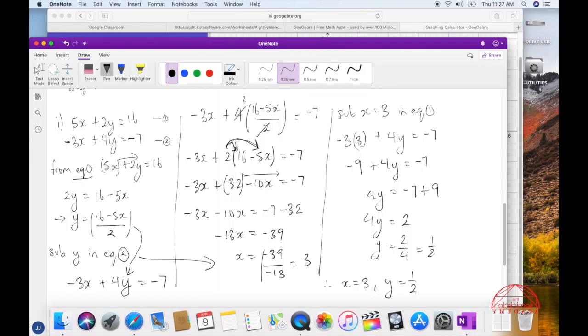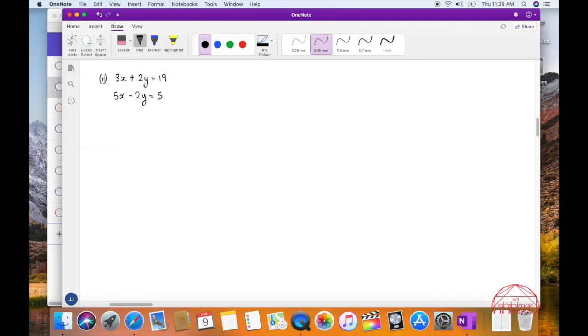So let's try to tackle some of the other questions now. Right, so we have question 2 here. We have 3x plus 2y is equal to 19. Let's call that equation 1. And then we have 5x minus 2y is equal to 5. Let's call that equation 2. Now, as I said before, these equations don't really have any easy way out in terms of making x or y the subject of the formula. So laziness is not an option here. We could literally choose any x or any y to start this off with.